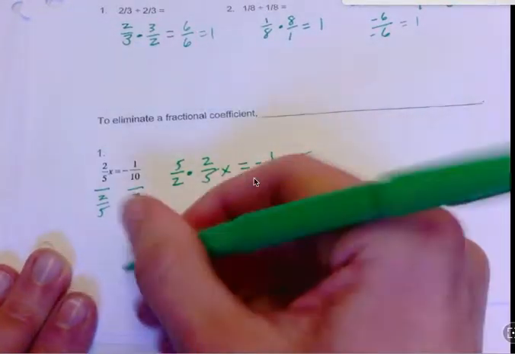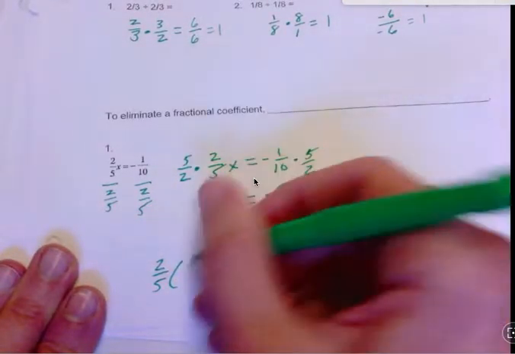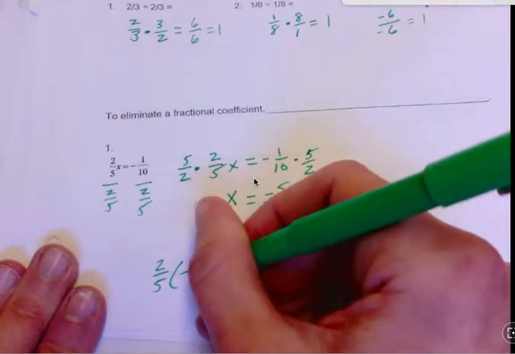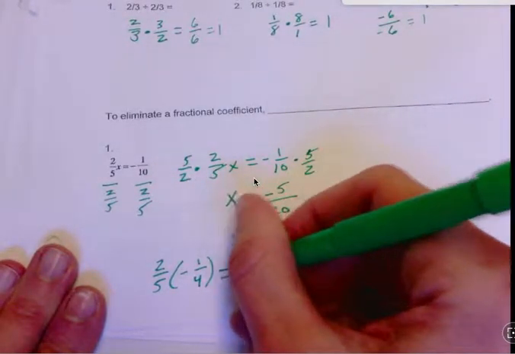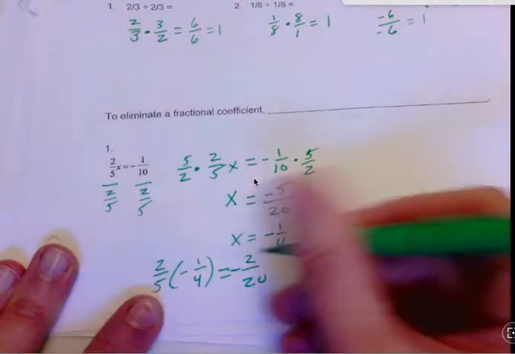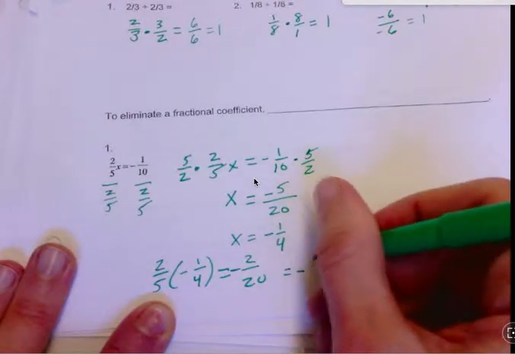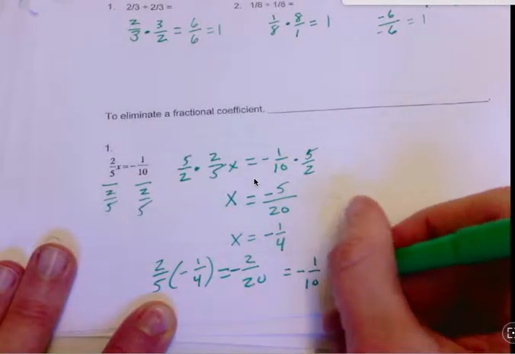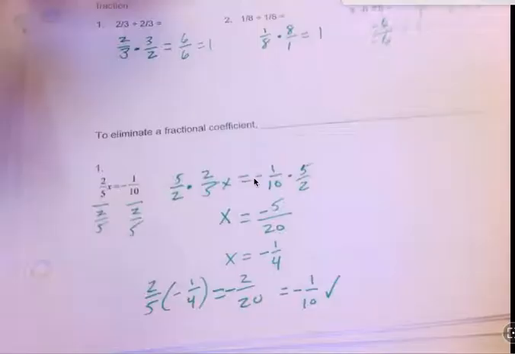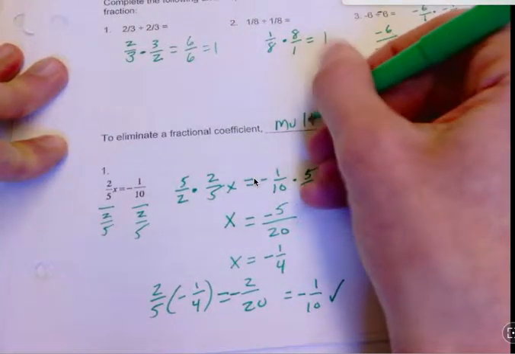And when we work this out, we should be able to double check our work. 2/5 times -1/4 equals 2 over 20, and it's a negative because there's one negative multiplier in there, so that does simplify to -1/10, and that checks out. So to eliminate a fractional coefficient, multiply by the reciprocal.